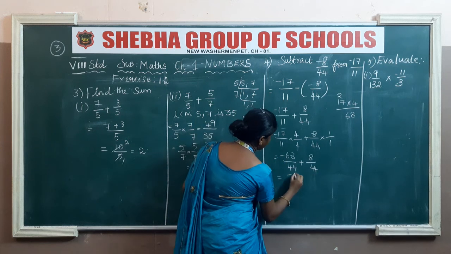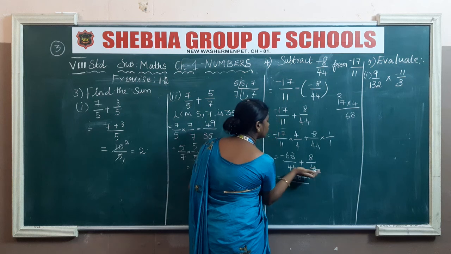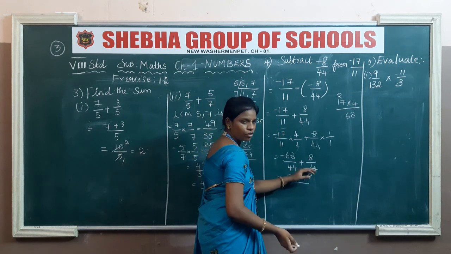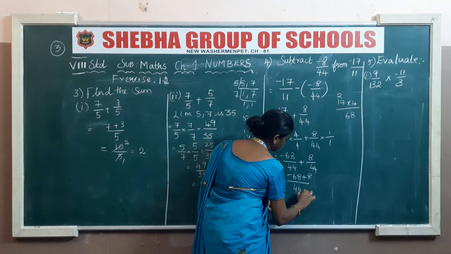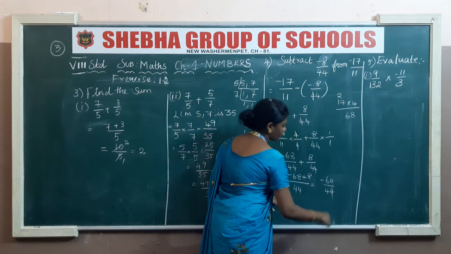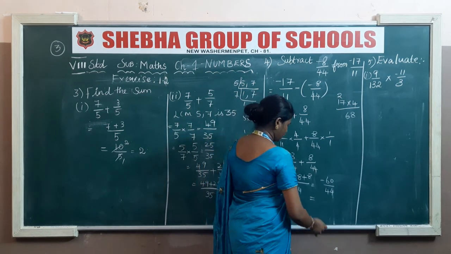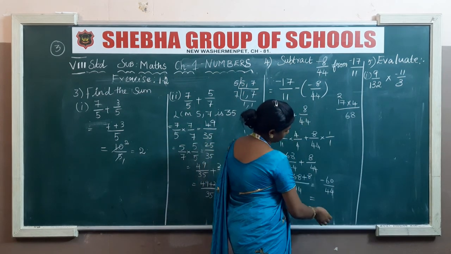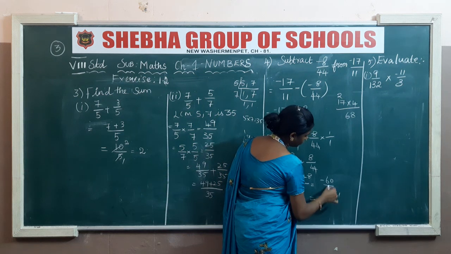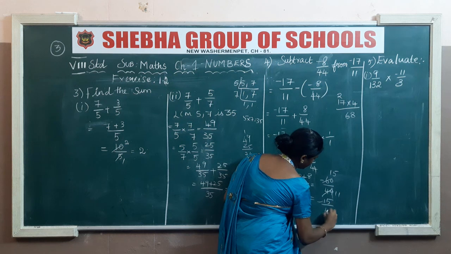Then it is equal to minus 68 plus 8 divided by the same denominator, so we write 44. That is equal to minus 60 by 44. We have to cancel it in the 11 table, or the 4 table. 4 elevens are 44, 4 fifteens are 60. So the value is minus 15 by 11.